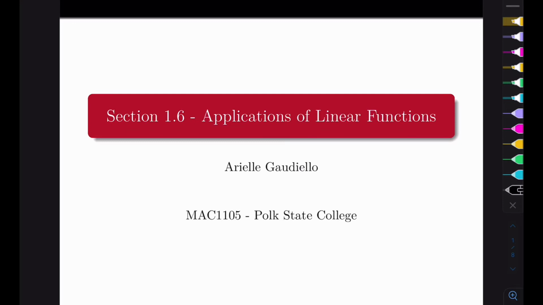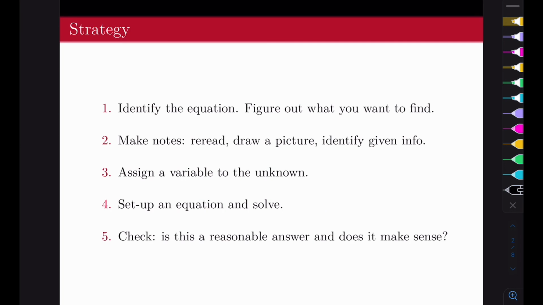Now that we know more about solving linear equations, we want to talk about how we can apply them to real life situations. So predominantly this section is going to be word problems. What I want to do first is go over a strategy for dealing with word problems in general. The first and foremost thing you have to do is identify: what are you being asked? What do you need to find?